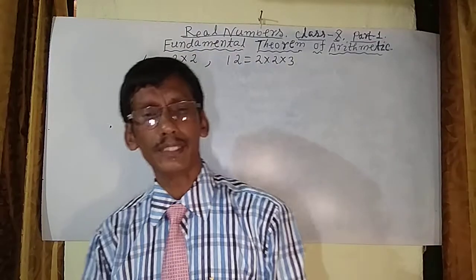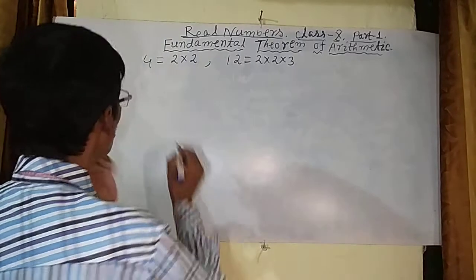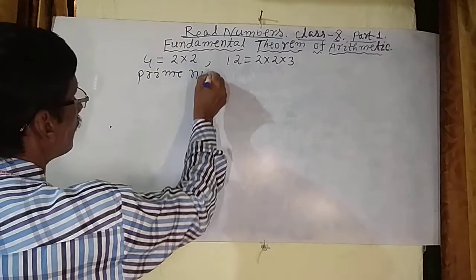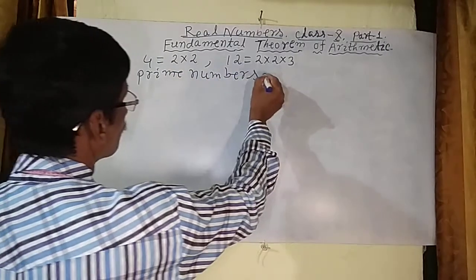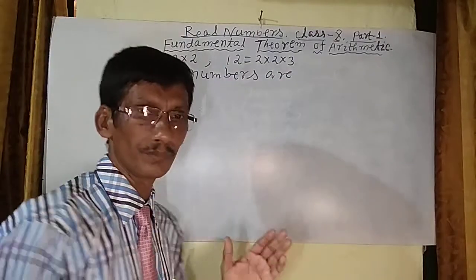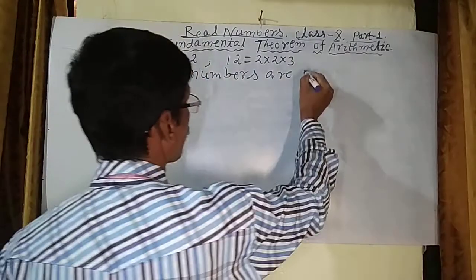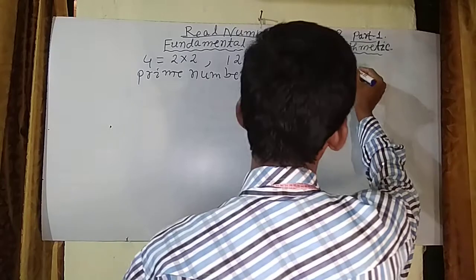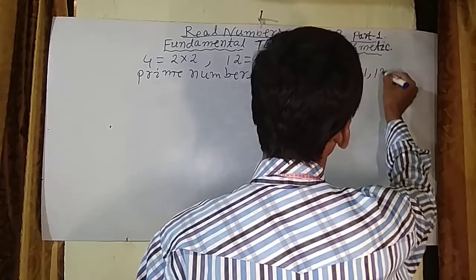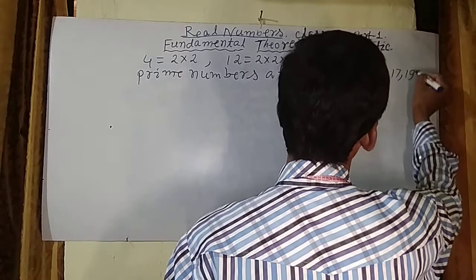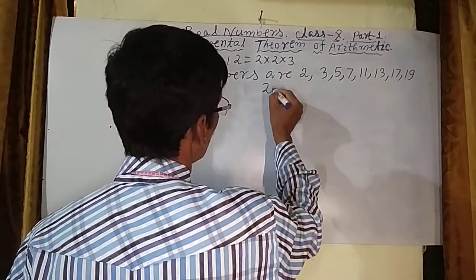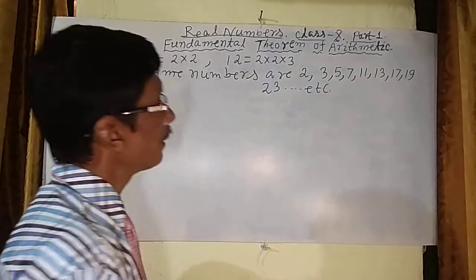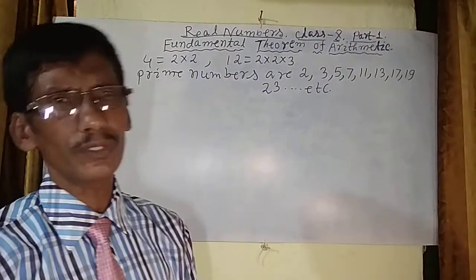Okay, now you know that prime numbers are most important. Starting from the smallest prime number, they are 2, then 3, 5, 7, 11, 13, 17, 19, then 23, etc. Okay, these are the prime numbers. And another kind of number is the composite number.